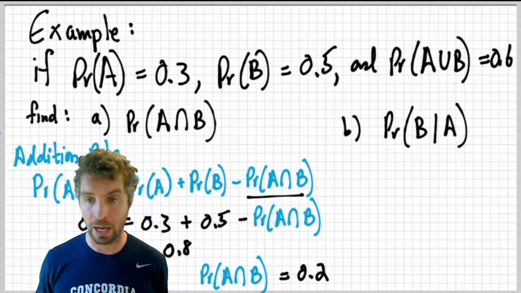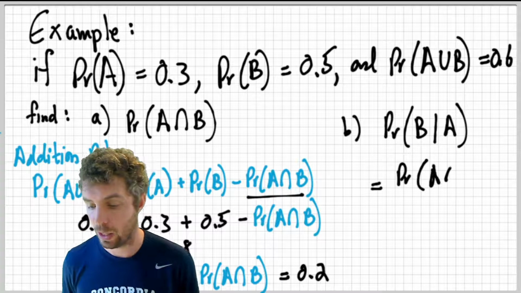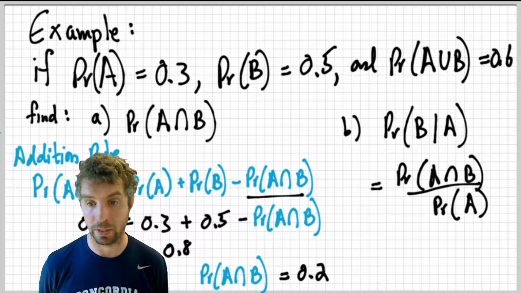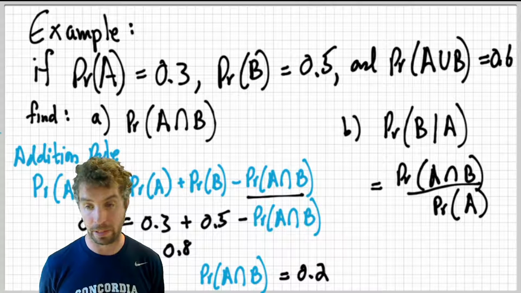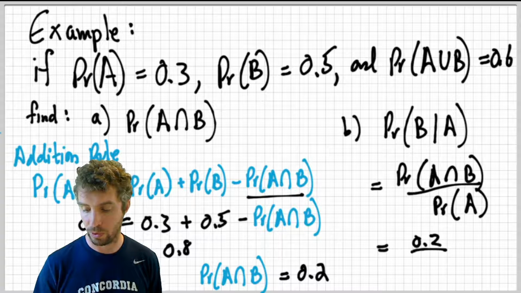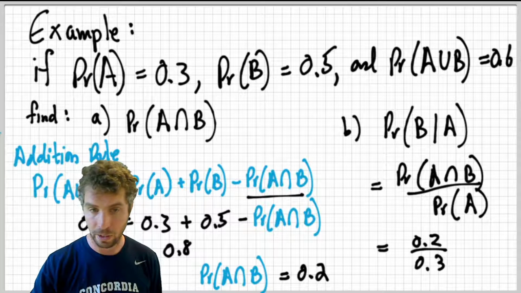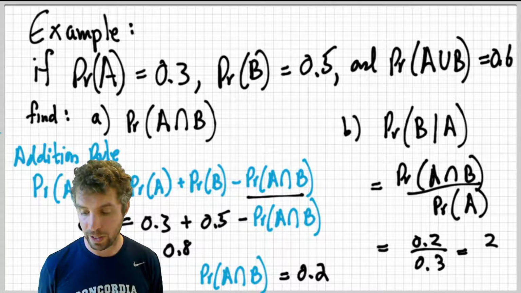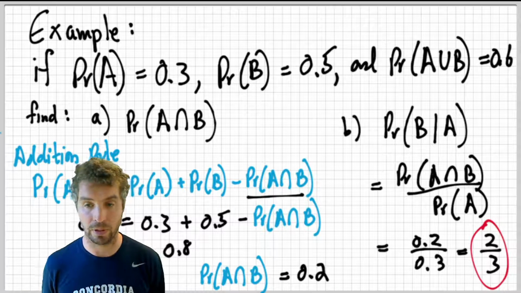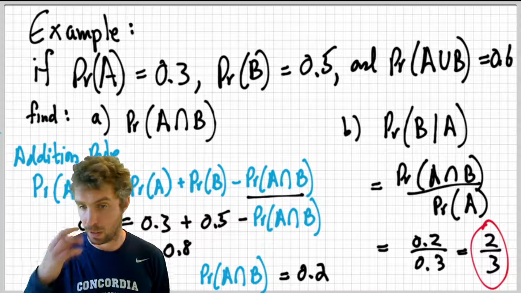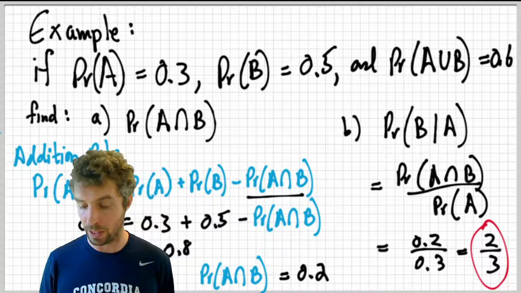Okay, so now we can plug that into our formula for the conditional probability: the intersection divided by the probability of A. So we just do 0.2 divided by 0.3, which was that probability of A up here. And we can simplify that to 2/3, right? Just get rid of our decimal point on the top and the bottom. And there we go. That's the answer.